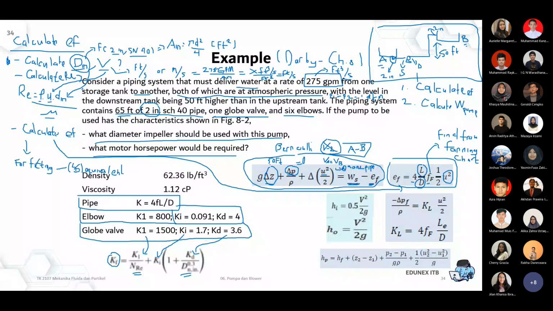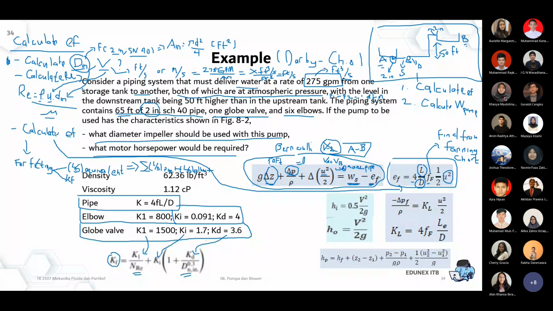Or do you want to work in KF? Both of them are fine and should give you the same results as long as it's consistent. If you want to work in L per D equivalent, then you just put the sum of all the L per D of every fitting in your system, so the pipe plus the L per D of the elbow, and so on.